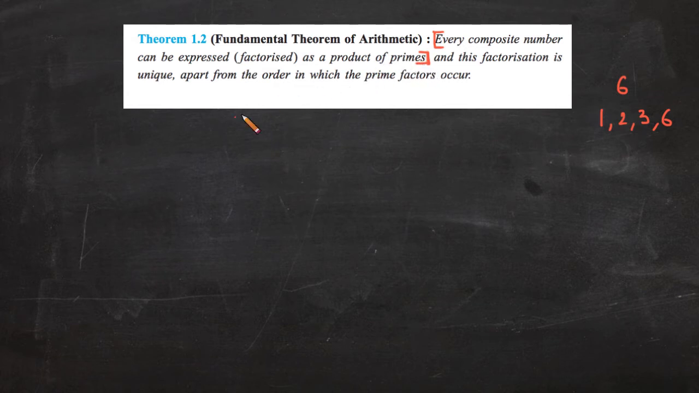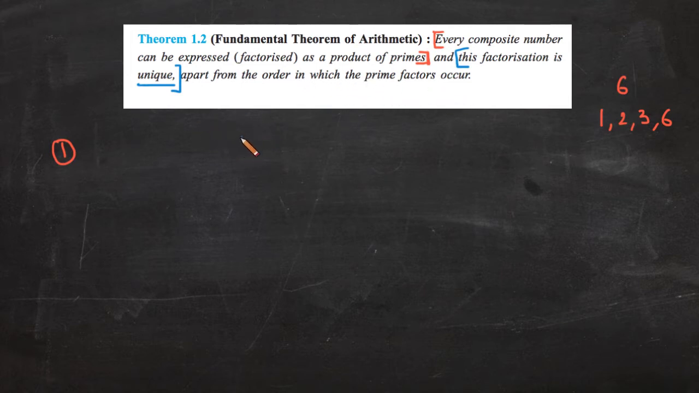Basically it says that you pick any composite number on this earth and you can factorize it. You can write it as a product of prime numbers. So that's the first thing that this theorem is trying to say. And secondly, this factorization is unique. Whatever that number is, when you prime factorize it, the factorization would be unique, irrespective of the way you do it, apart from the order in which prime factors occur.